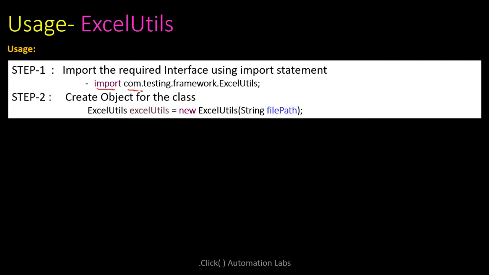Import com.testing.framework.excelutilities. The simplest way to import this is to type ExcelUtilities and press Ctrl+Space, and then you will see some auto suggestions. In that, you just select this import, the com.testing.framework.excelutilities class. This particular class takes one parameter called file path. This is a constructor, and you need to pass your complete XLS file path. Then your Excel object is ready.